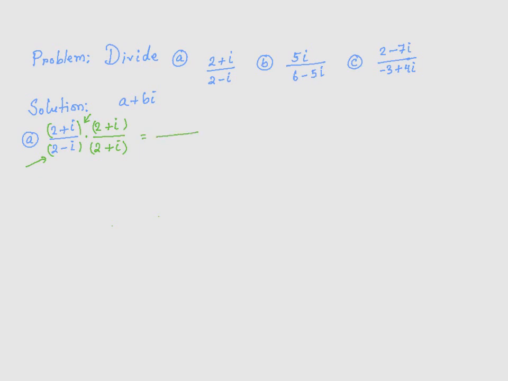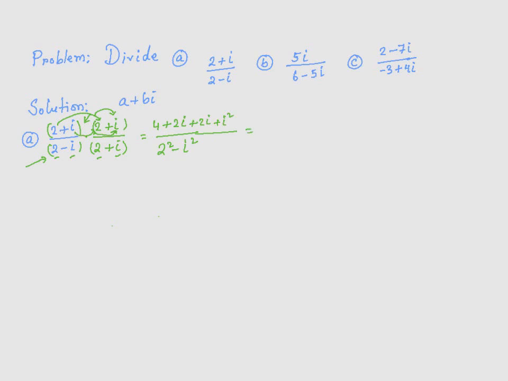In the denominator, a minus b times a plus b, the difference of squares, is going to be 2 squared minus i squared. And on the top you can FOIL it. 2 times 2 is 4. 2 times i is 2i. Then i times 2 is 2i. Then i times i is i squared.